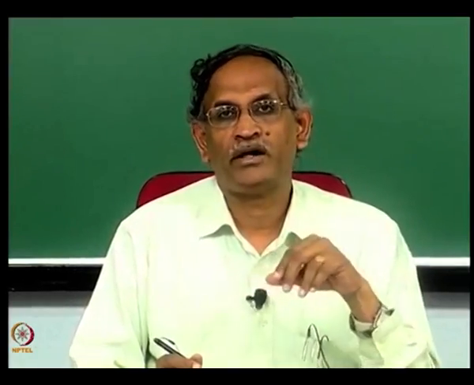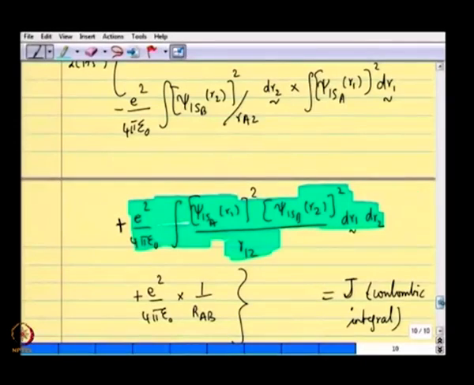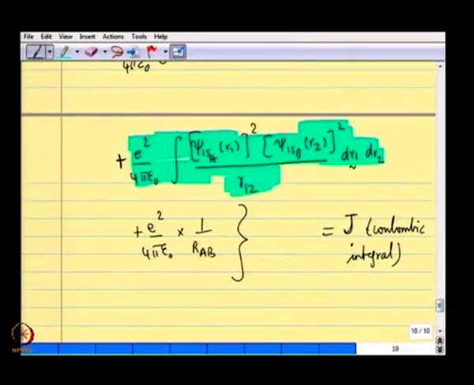This requires a bit of time and I will not do that. We will simply call it by the Coulombic integral. In an assignment, I will probably show you how to calculate this. It is somewhat tedious to evaluate. And the other thing is of course, the nuclear repulsion energy, which simply adds to the total energy, and as the nuclei are farther apart, this energy becomes smaller and so on.